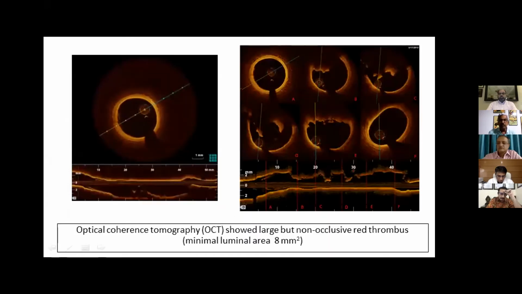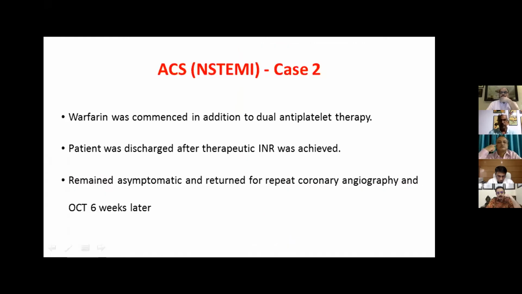Here's the OCT, large thrombus, but non-occlusive. Lumen area is pretty good. So again, don't be trigger happy. Just wait. Use warfarin along with dual antiplatelet therapy, therapeutic INR, brought back at 6 weeks to check.